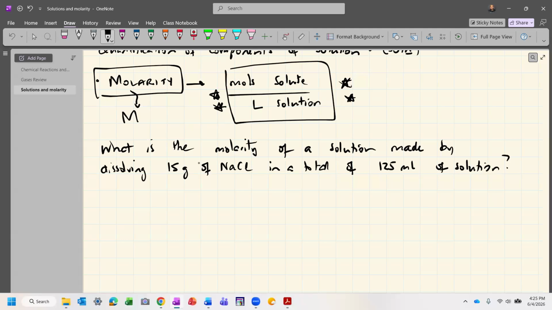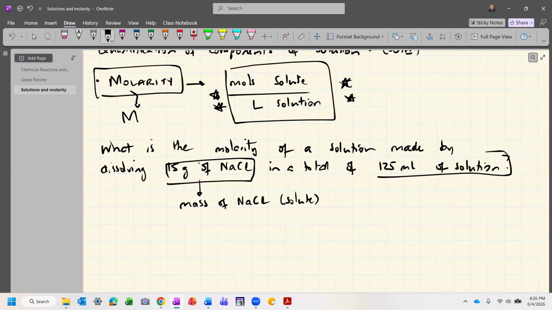Okay, so just like with the previous examples, what are we given? What do we need to find? What are we going to use to get there? So we're given, in this case, the mass of NaCl, right? Salt, that's going to be your solute. We're given the volume of the solution. Okay, what we need to find is the molarity.